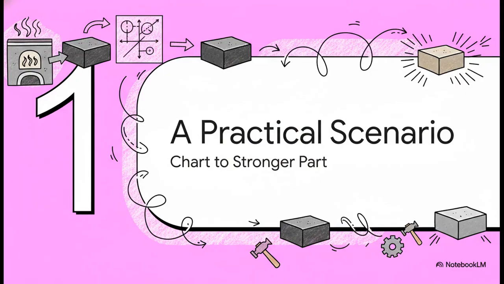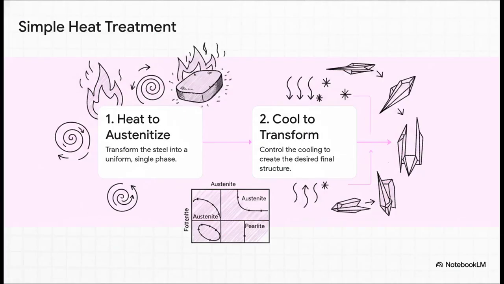Okay, theory's great, but let's actually put this map to use. We're going to walk through a really practical scenario: how an engineer can take a regular piece of steel and, just by following this map, completely change its properties using a simple heat treatment. The process is actually pretty straightforward. It's really just two steps. First, we heat the steel up to a very specific temperature to basically hit the reset button on its internal structure, turning it all into pure austenite.